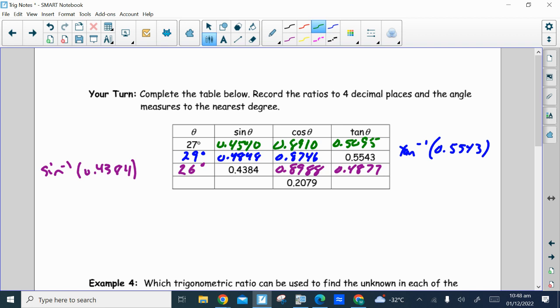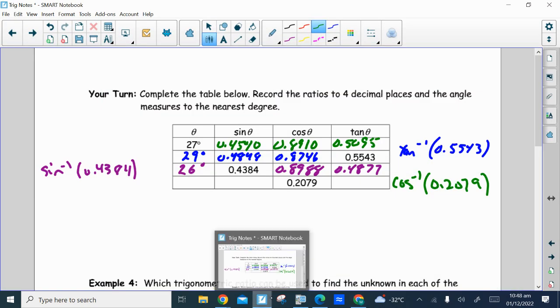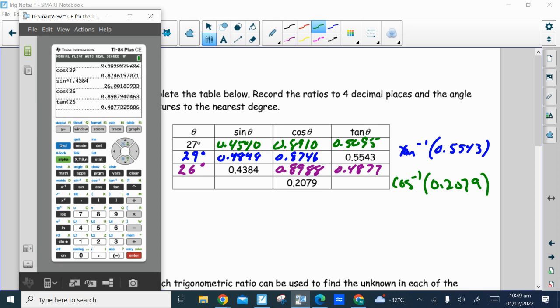So for this last row, the only number we have is 0.2079, and that is in the cosine column. The cosine of our angle is 0.2079. So to find out what the angle is, we have to go cos to the negative 1 of 0.2079. So second function cos of 0.2079. That gives about 78 degrees.